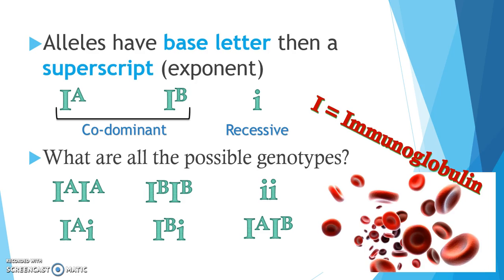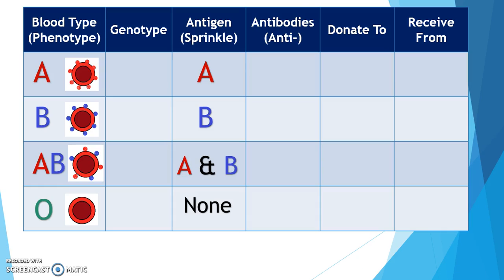And based upon what you inherited from your mom or dad, you have one of 4 blood types. So this chart breaks down blood typing into the type of blood you have, which is your phenotype, the genotypes that represent that blood type, the antigen, which I'll refer to as a sprinkle, okay? But what it really is, is a protein, like a marker protein. Also antibodies, who they can donate to and who they can receive from. So I want you to think of blood typing as, and these red blood cells as donuts, okay?